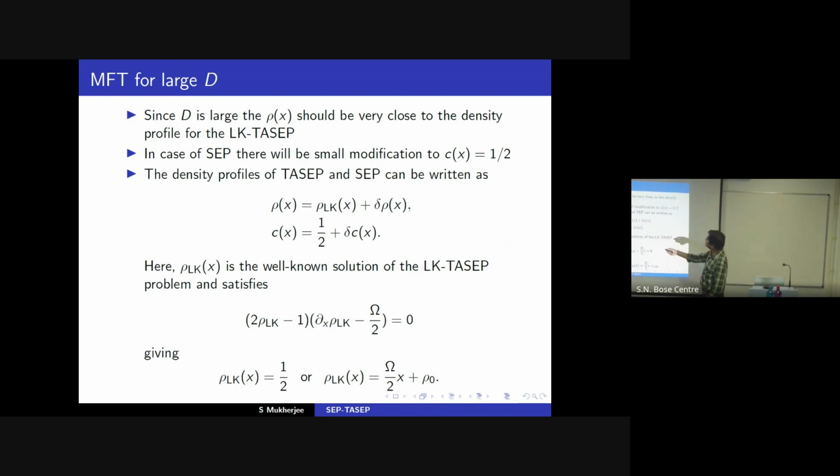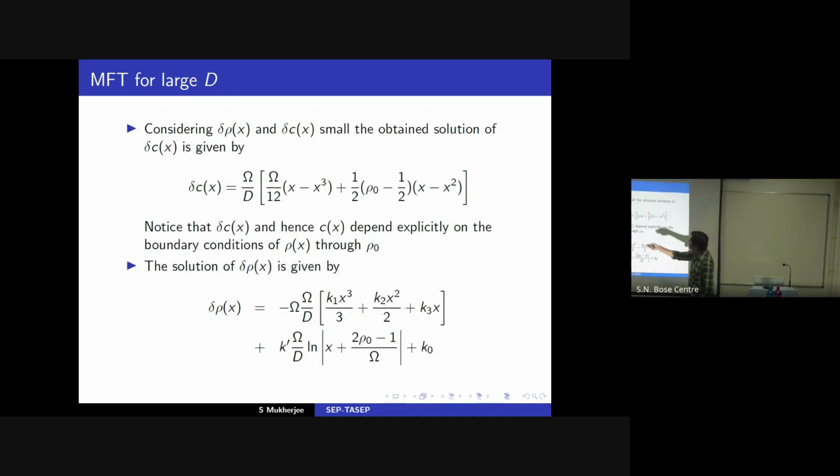Now, if we substitute these rho and C in the equation of motion, where rho_LK actually satisfies this equation of motion, (2 rho_LK minus 1) del_x of rho_LK minus omega 2 equal to 0, from which we get two solutions for rho_LK. One is rho_LK equal to half, which is a uniform solution, and another is rho_LK equal to omega 2 x plus rho 0. And this rho 0 depends upon the nature of the phase of the Tassel. I'll come to this later. So if we substitute this rho(x) and C(x) in the equations of motion of safe and Tassel, we get the solution for del C and del rho.